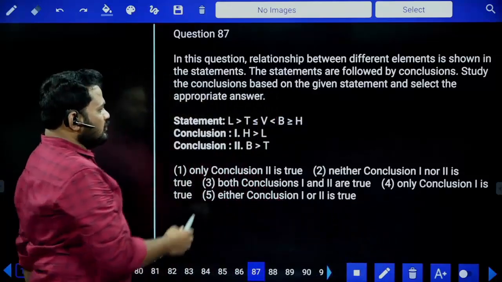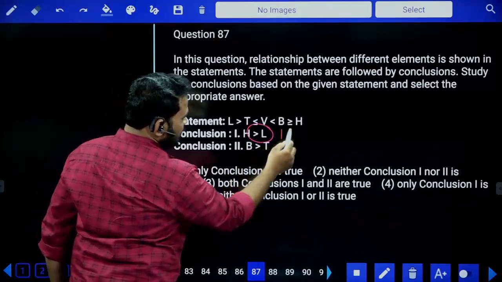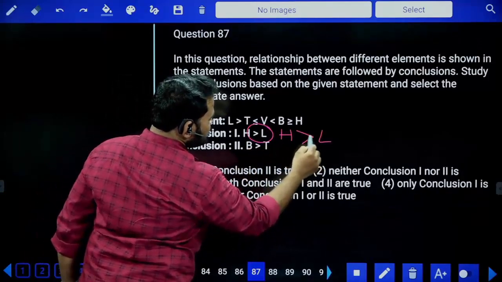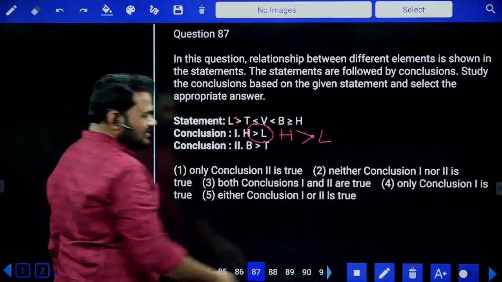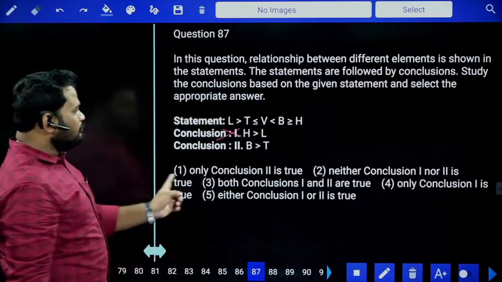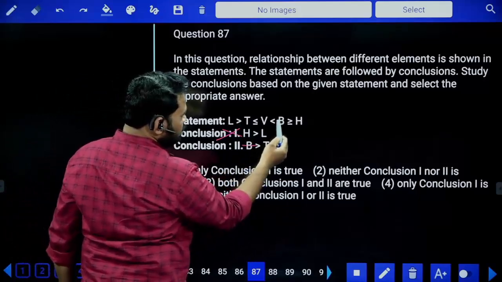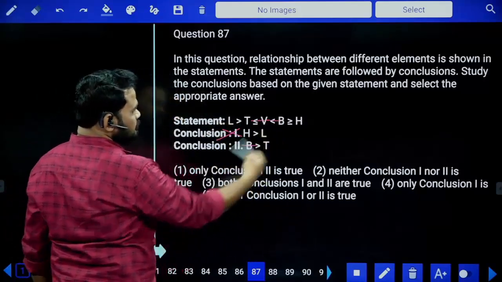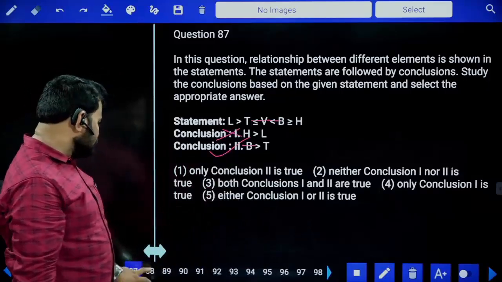Just look at L. Towards L, symbol is closed here. H greater than L. Towards L, symbol is closed, but towards L, symbol is open. Due to that reason, I can simply eliminate the first conclusion. Next, B to T is required. Yes, B to T line is required. B to V possible. V to T also possible. Hence, it is true. So the answer is only 2 follows.